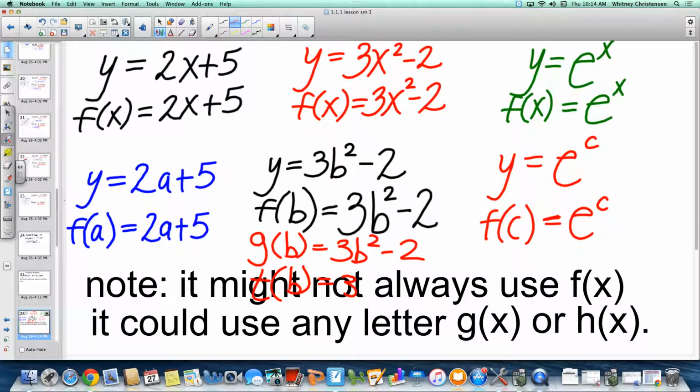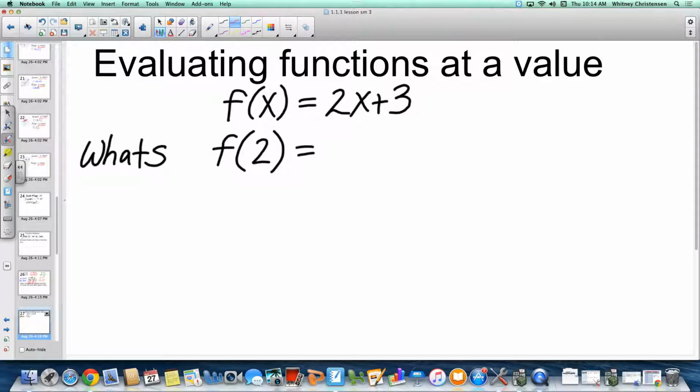Okay. So let's go ahead and practice evaluating a function using function notation. So I'm given f of x is equal to 2x plus 3. It wants us to find f of 2. That simply means we're going to plug in 2 for x. Does everybody see how instead of an x there's a 2? So what we're going to do is go through and plug in a 2 wherever there's an x. So we have 2 times what?